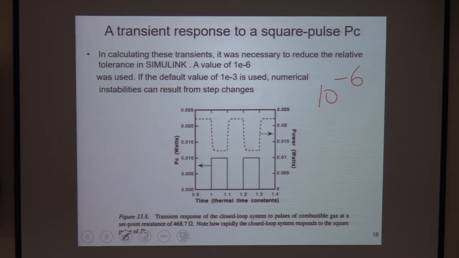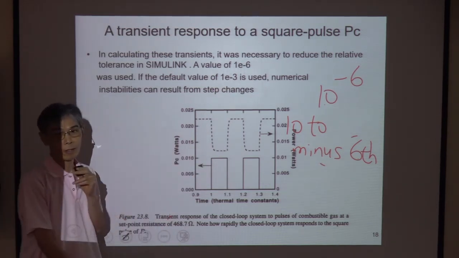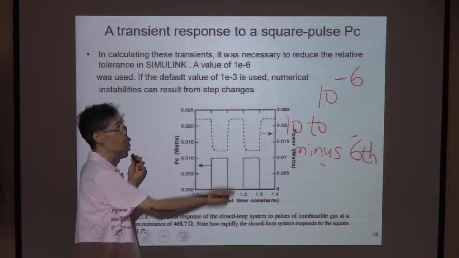How to read this in English? 10 to minus 6. So 10 is this number. 10, 2, 2 goes up. Minus is this minus sign. And this one, 6, th. Remember to add th. So this is 10 to minus 6. So this one is 10 to minus 6. So, Stephen, use English to read this.